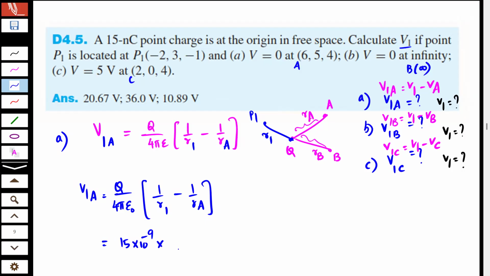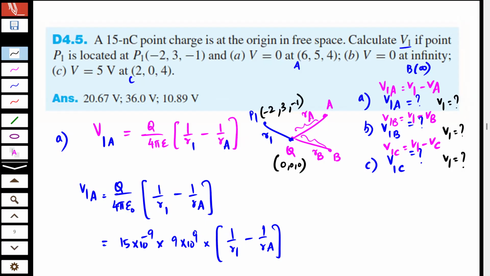And we also know this proportionality constant for Coulomb's law, 1 by 4 pi epsilon naught, is 9 into 10 power 9. Then I need to write or find what is R1 and RA. So let me consider the coordinates of the points. So the charge Q is at origin. So the coordinates of charge Q is at origin. Point P1 has the coordinates -2, 3, -1. And point A has the coordinates 6, 5, 4. Point B has the coordinates infinity. I will include the last one also. Point C has the coordinate 2, 0, 4. And this particular distance is RC.